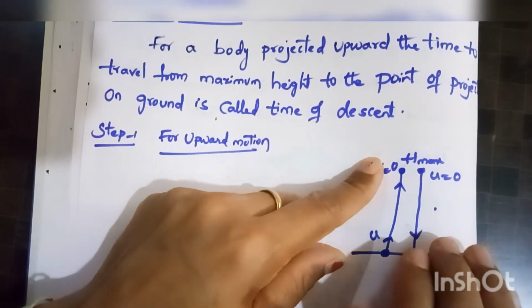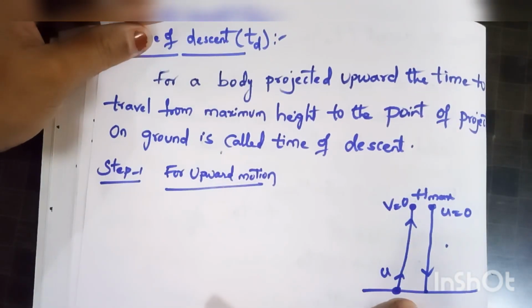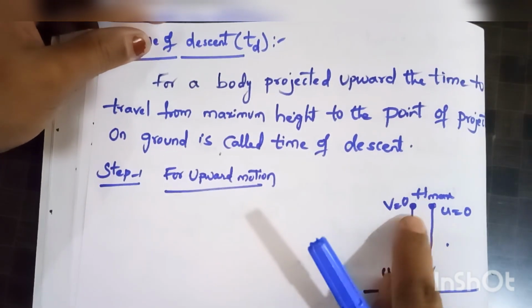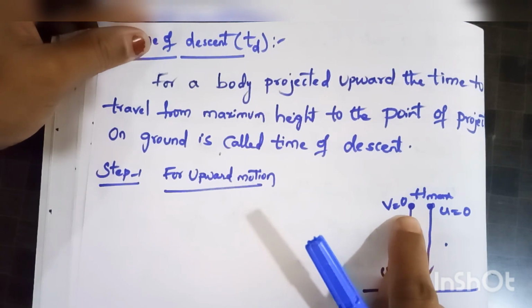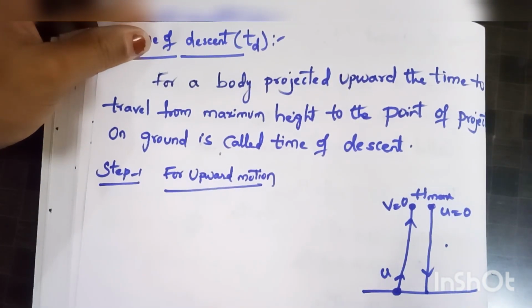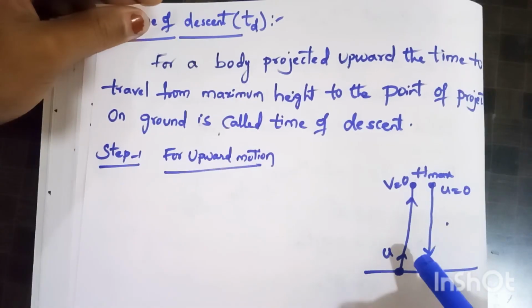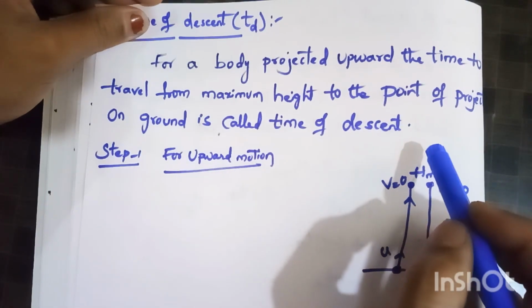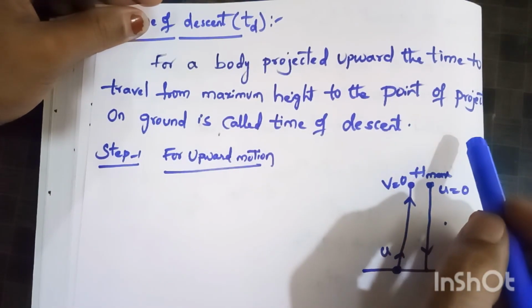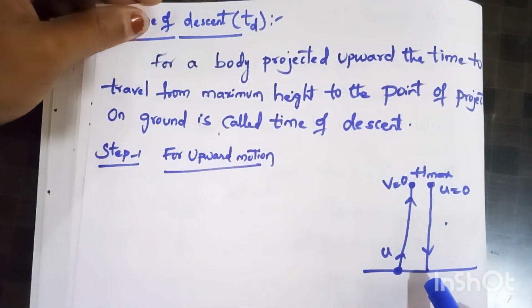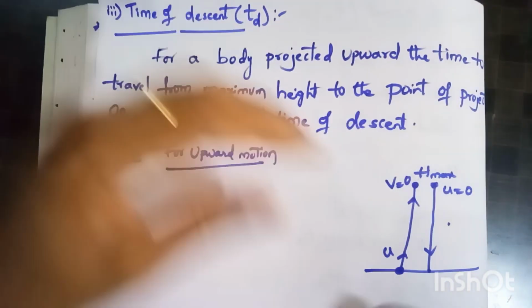So what is time of descent? For a body projected vertically upward, the time taken by the object to travel from maximum height to the ground is called time of descent. Thrown upward represents time of ascent, which reaches the maximum height. The time taken by the body to fall freely from the maximum height is called time of descent.